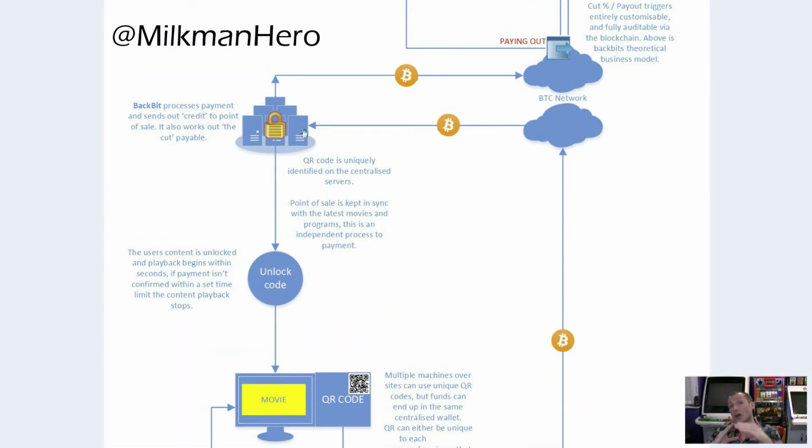Now remember, the QR code we received at the start, that is unique. There's only one, so it's not difficult for BackBit to work out who has paid for what and what needs to go where. So the time between payments as well, it's probably going to be seconds. It's not going to be long at all.